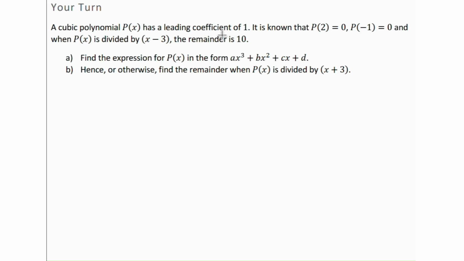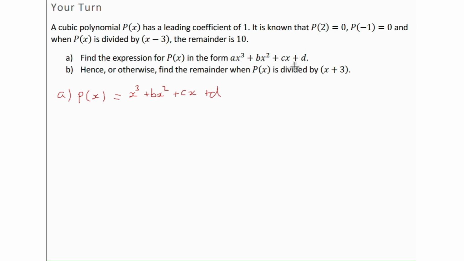A cubic polynomial has a leading coefficient of 1. It's known that p of 2 is 0, p of minus 1 is 0, and when it's divided by x minus 3, the remainder is 10. Find an expression for p of x in the normal cubic form. So first of all, we know that the leading coefficient is 1, so it's equal to x cubed plus bx squared plus cx plus d.